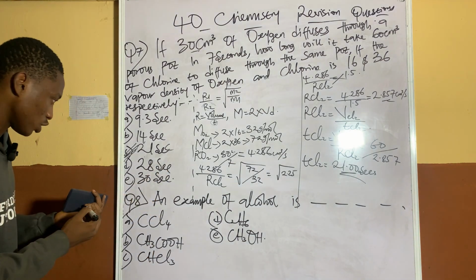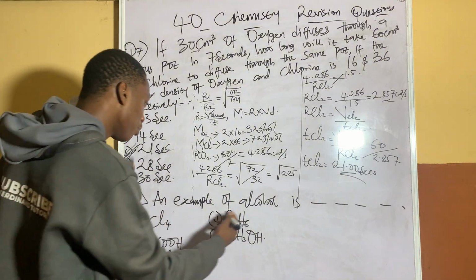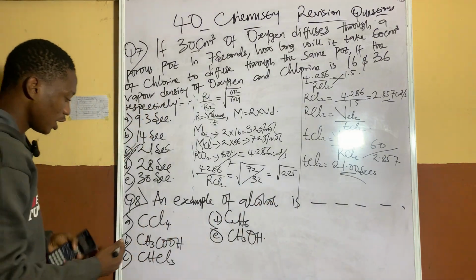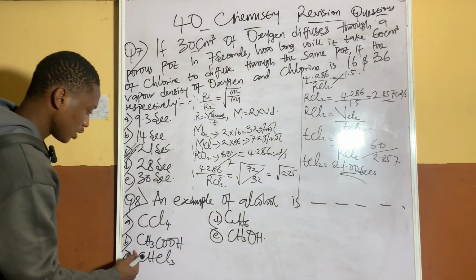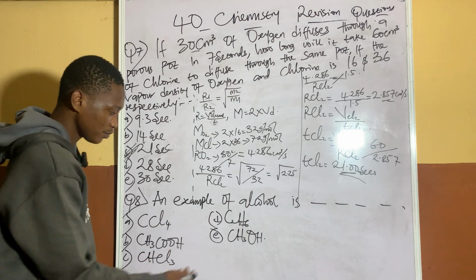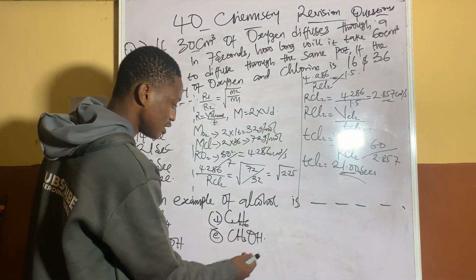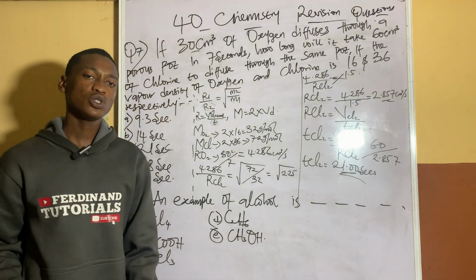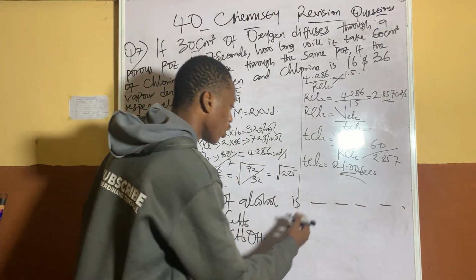Now, let's move on to question 8. It says, an example of alcohol is dash. They give CCl4, CH3COOH, CHCl3, C2H6, CH3OH.